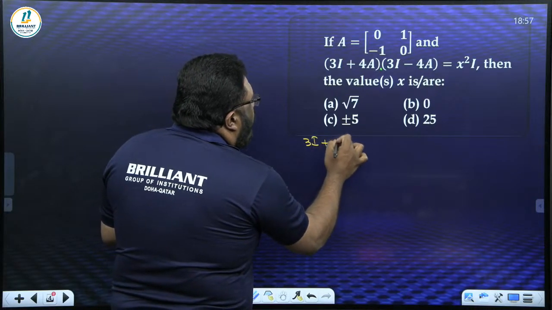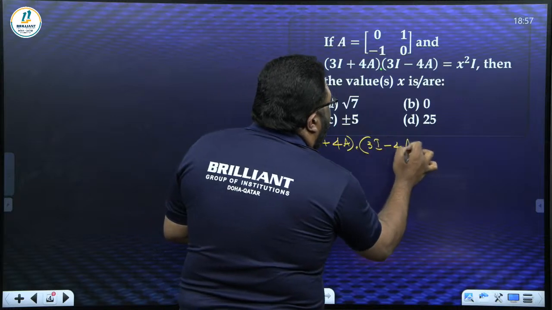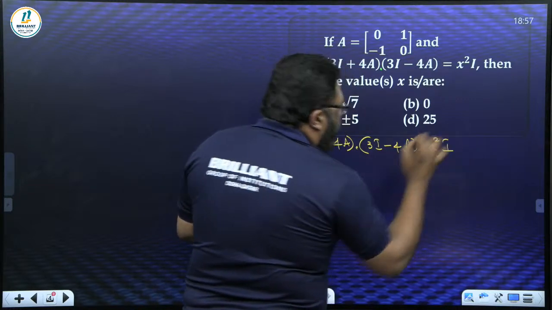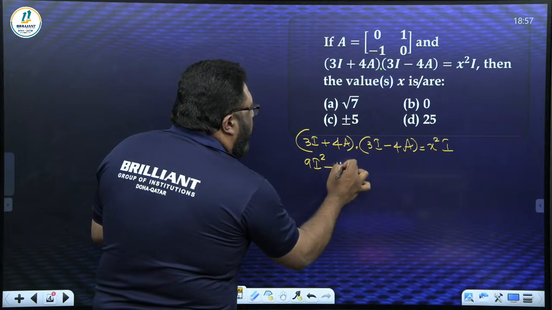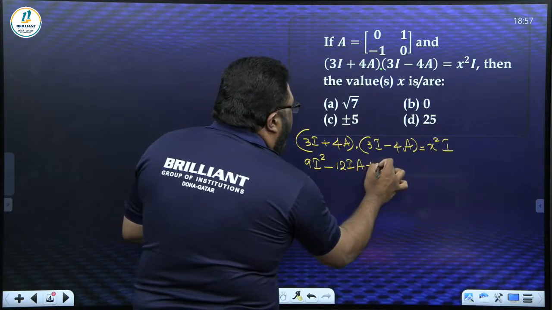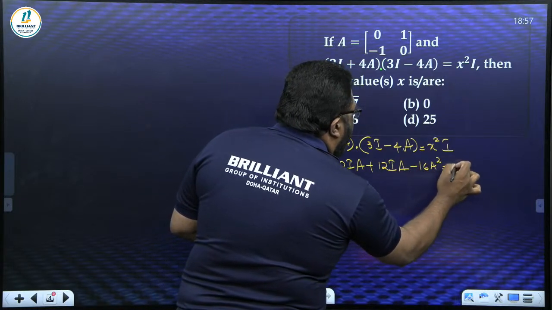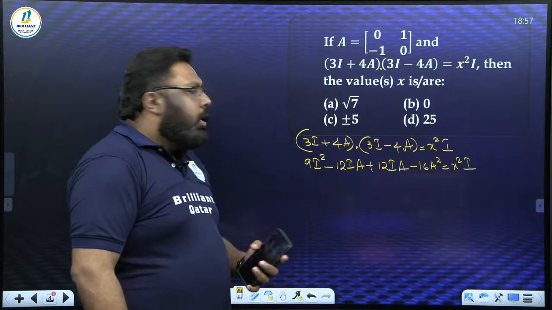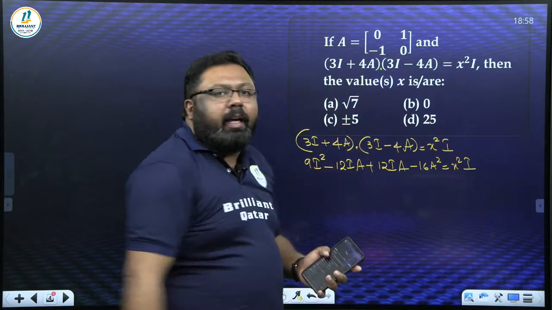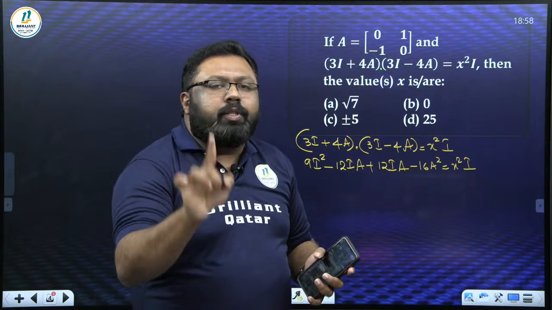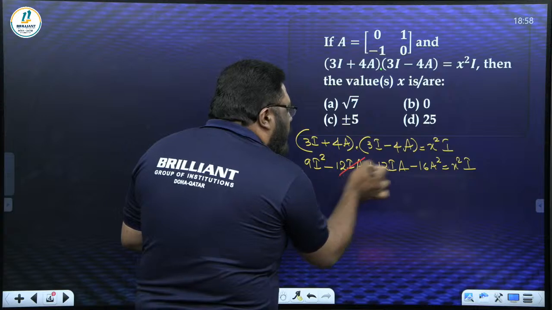3I plus 4A multiplied with 3I minus 4A equals X squared I. Simple bracket multiplication, it's going to be 9I squared minus 12IA plus 12IA minus 16A squared equals X squared I. See, if you use matrix algebra here, just multiply the bracket terms, my dears. Do not use algebra. In this case, we have seen that these two are the same.